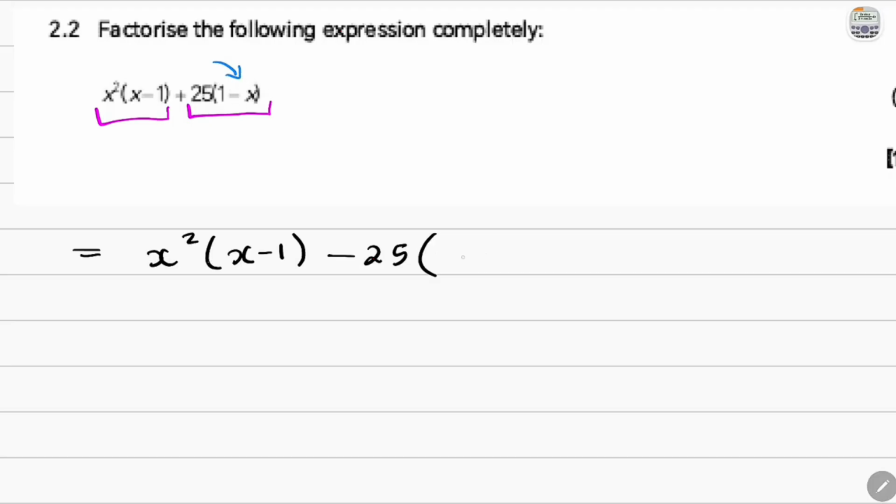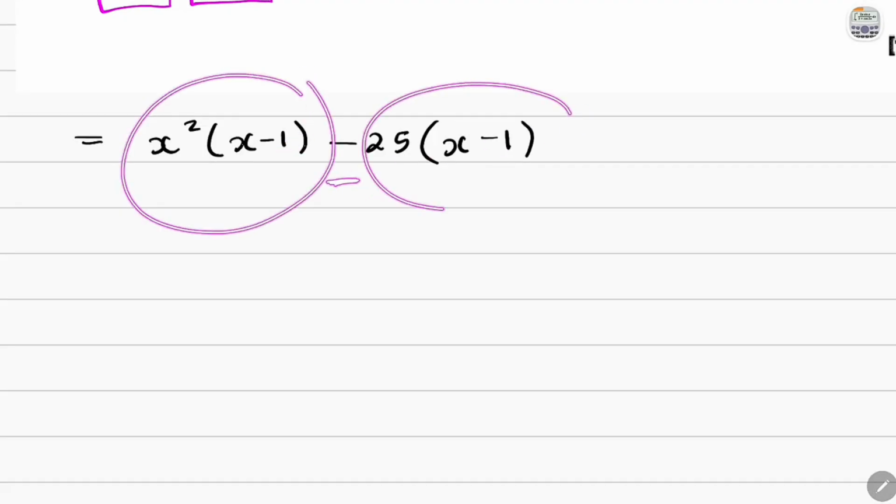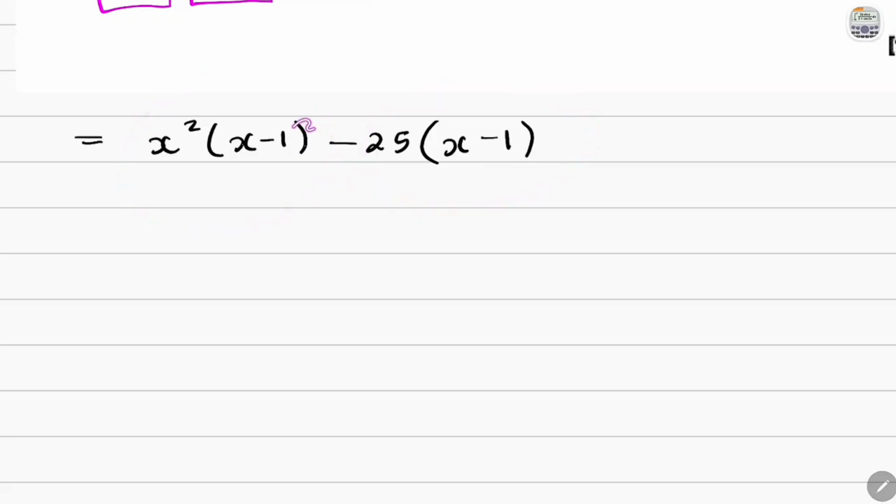So negative x times negative 1 is positive x. Negative 1 times 1 is negative 1. And there we go. Our brackets now look the same. Okay, we still have two terms, clearly separated by this minus sign. But in each term, we have an x minus 1. And so we're going to take that out as a common factor, or you could call it a common bracket. So we can take out x minus 1.